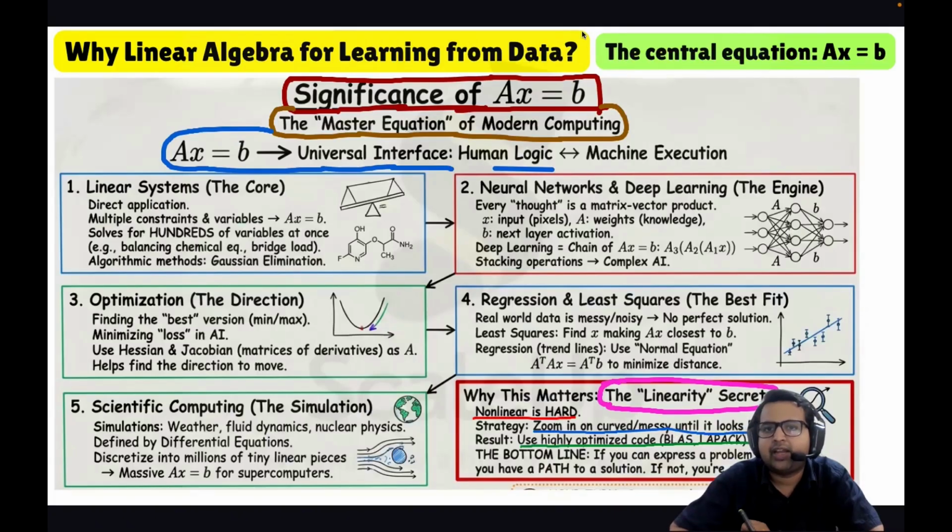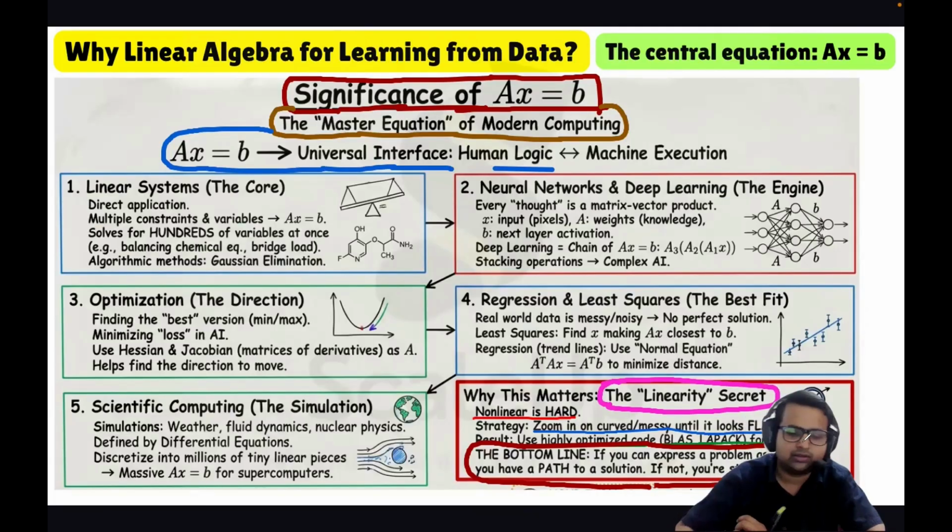So the idea is very clear that any non-linear problem is hard. We have to transform it into a linear problem. And with a linear problem, we can make use of the GPU, wherein we can carry out billions of computations simultaneously. So the bottom line is, if you can express a problem as Ax equals B, you have a path to a solution. So we just have to convert or express a problem as an Ax equals B problem. If we are able to do that, then we have a path to a solution. And if we are not able to do that, then we are stuck in the dark.